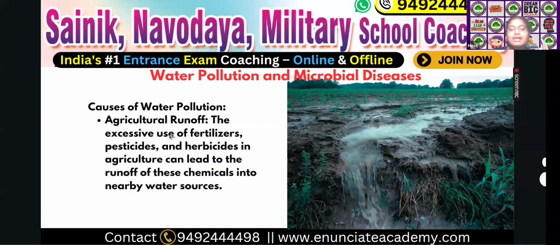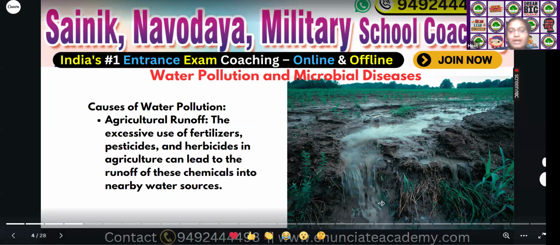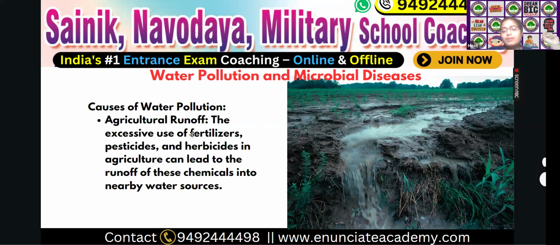The second one is agriculture runoff. Please see the picture. This is agriculture runoff. This water runs off into a nearby water body. The excessive use of fertilizers, meaning a large number of fertilizers used for the growth of plants, and the use of pesticides and herbicides in agriculture can lead to these chemicals running off into a nearby water source or water body. So this is also one type of water pollution.